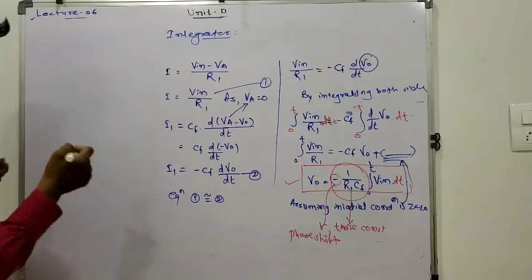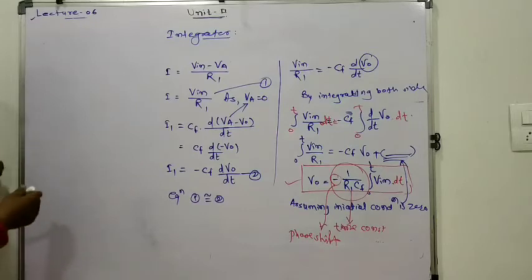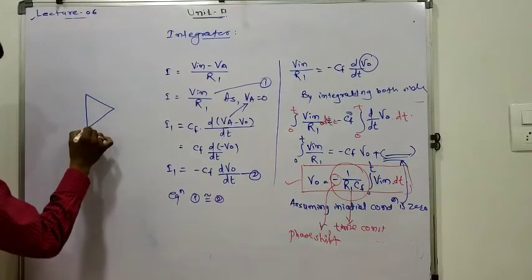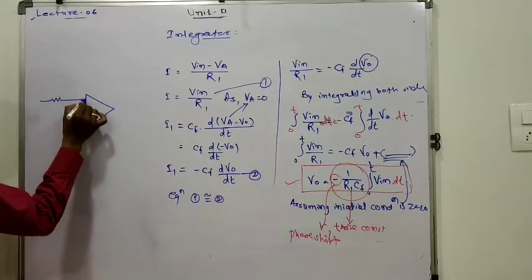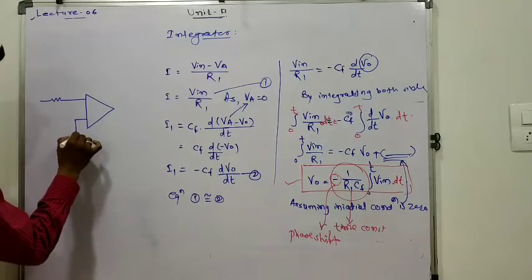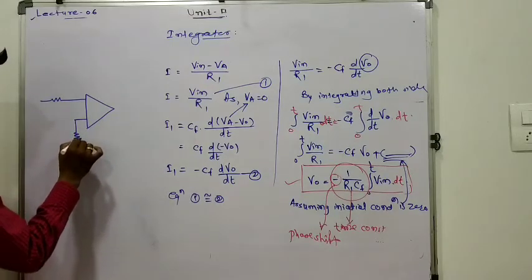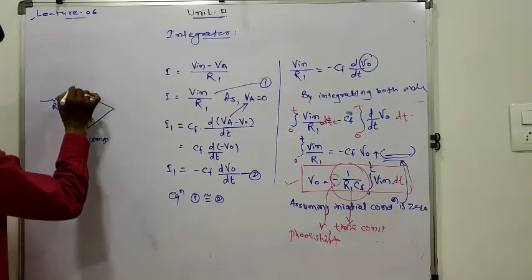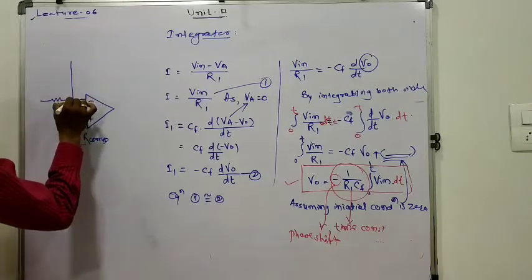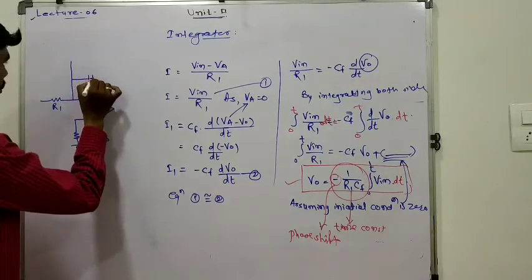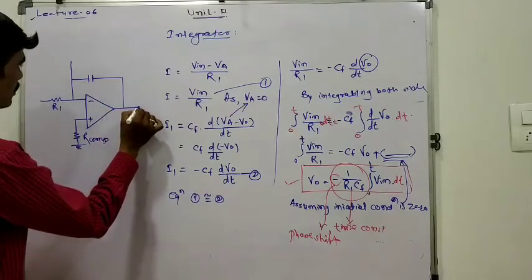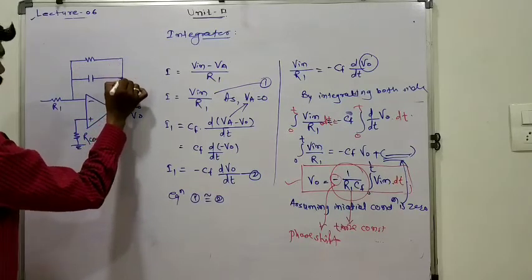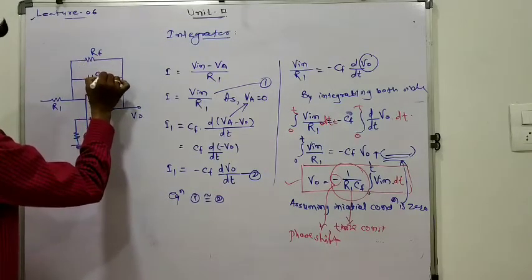For the practical integrator, we have to add one resistance in parallel with the capacitor, that is in feedback. And to reduce the bias effect, we have to add here one compensating resistor. This is R1, this is inverting, this is non-inverting. See here, this is VO, this is RF, this is CF.